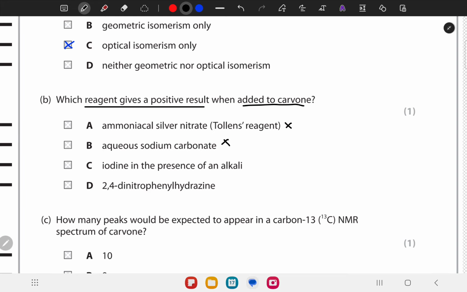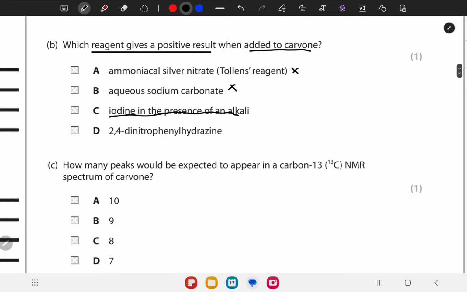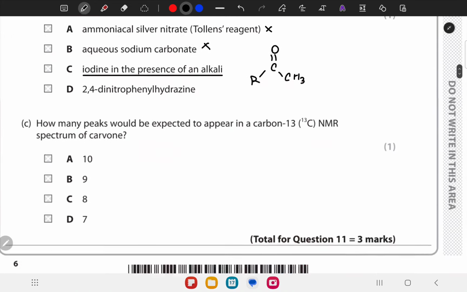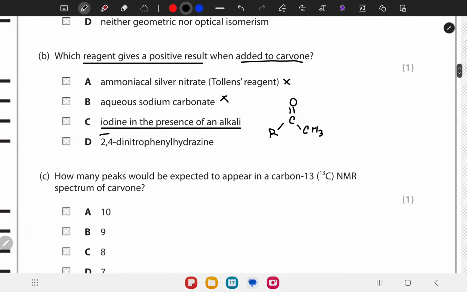answer. Iodine in the presence of alkali only works on methyl ketones, CCH3 double bond O. This is the only type of ketone iodine in the presence of alkali works with. We don't have that over here. We have 2,4-DNPH. This reacts with the ketone group. That's our answer.